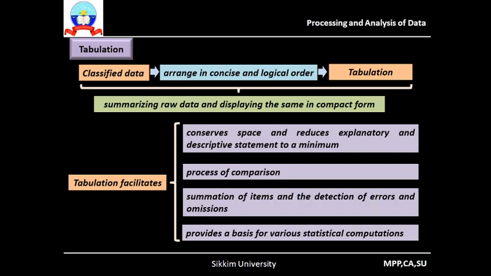Now, tabulation facilitates several things. It conserves space and reduces explanation and descriptive statements. It eases the process of comparison. It helps in summation of items, and it also helps in detecting errors and omissions, and it can be used as a basis for various statistical computation. So these are the aspects that tabulation facilitates.